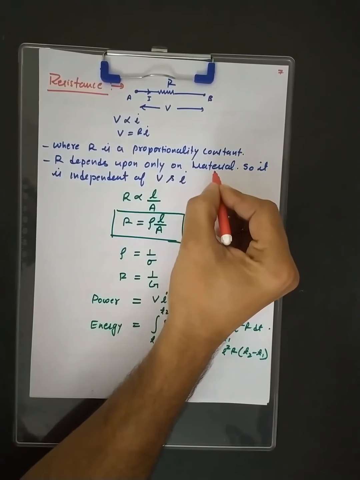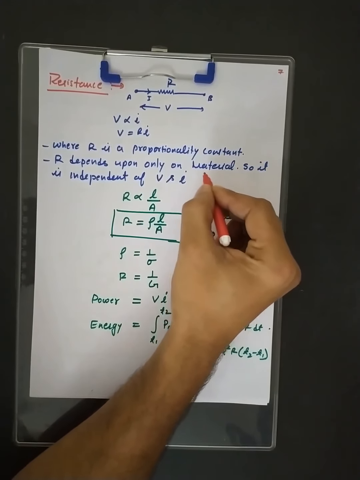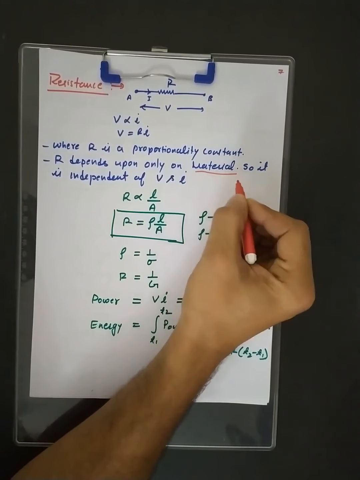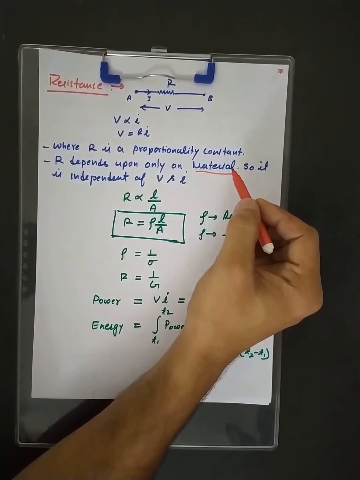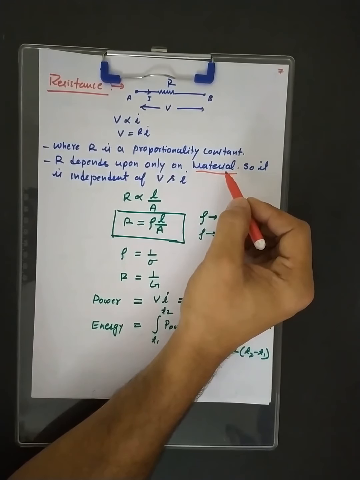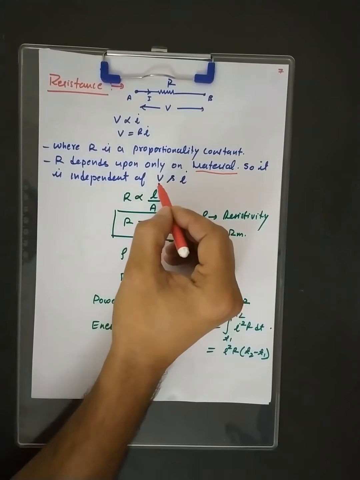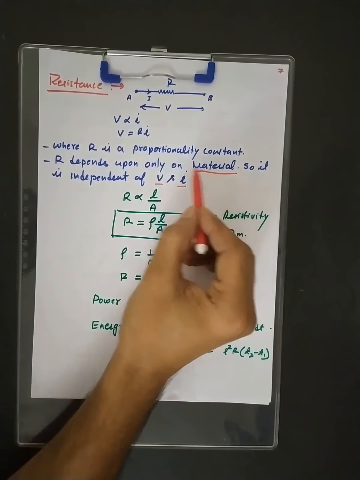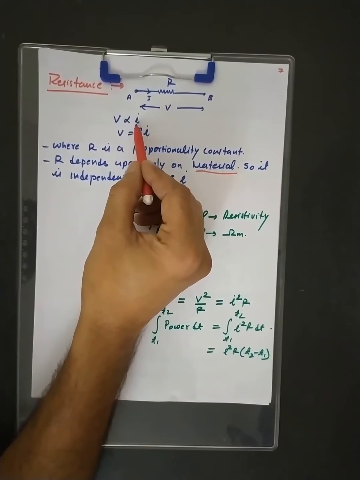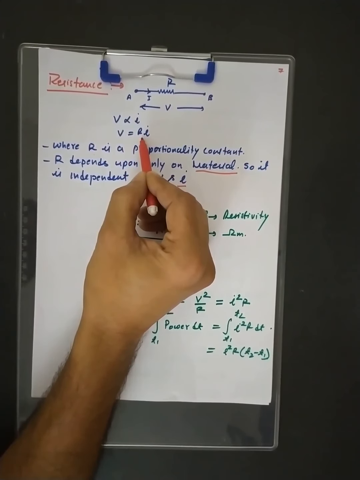So resistance is actually a material property. Okay, it depends upon the material. So the value of resistance will change as you change the material. So we can say that it is independent of voltage and current. Okay, so it depends upon the material. According to Ohm's law, V is directly proportional to I, and given by like this.